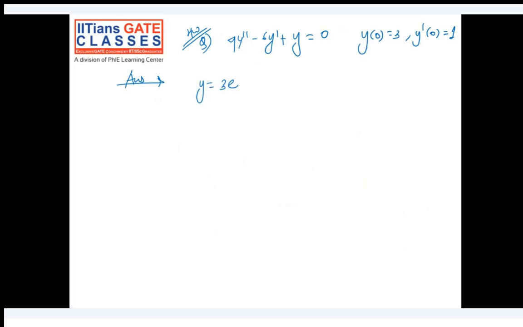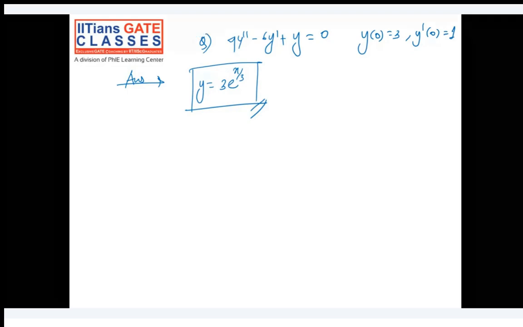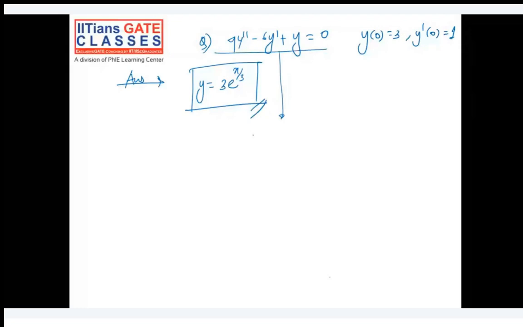9y double dash minus 6y dash plus y equal to 0. Okay, solve this question. Or maybe I'll solve this so that the previous one you can solve, just to give you an overall idea about these kinds of questions. Okay, see, I have to treat this as, let's say, 9D square minus 6D plus 1 times y equal to 0. I have to treat this as an algebraic equation, 9D square minus 6D plus 1 equal to 0.